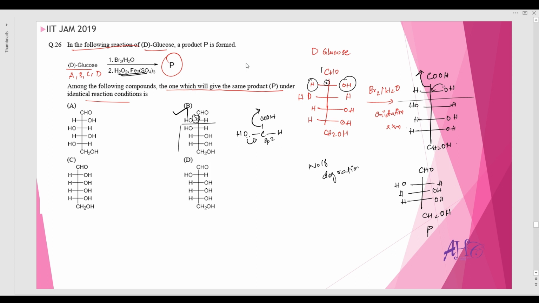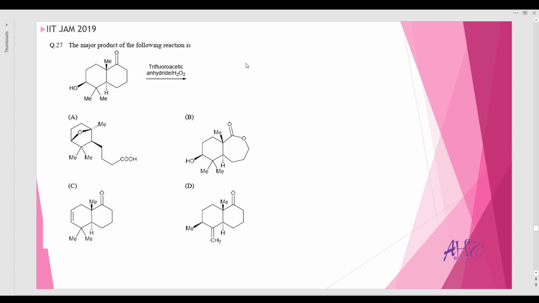Next question. Here they have given trifluoroacetic anhydride. We all know trifluoroacetic acid, this is your trifluoroacetic acid. But here they have given trifluoroacetic anhydride. The structure of trifluoroacetic anhydride is going to be CF3 C double bond O, and it will be formed like this. So this is your trifluoroacetic anhydride, on reaction with H2O2.